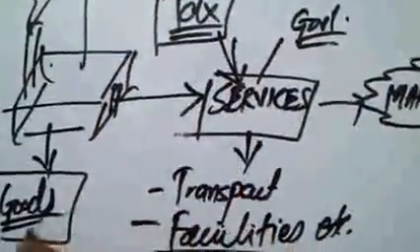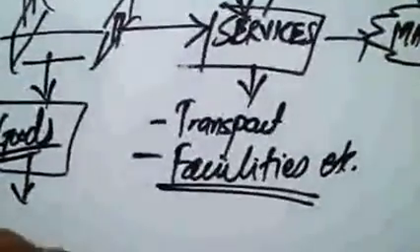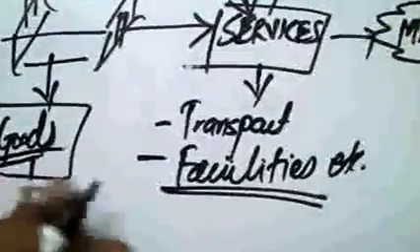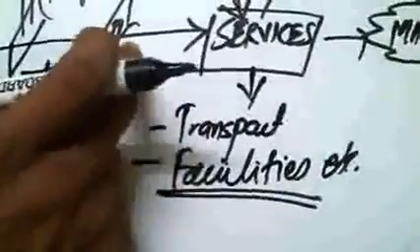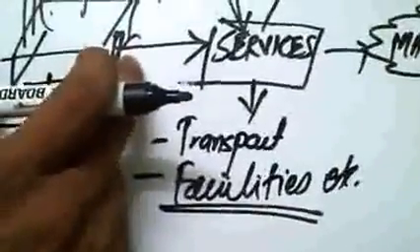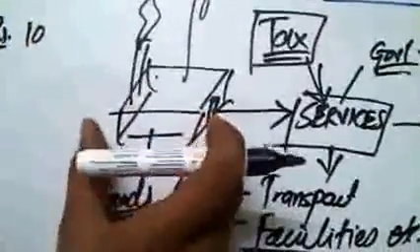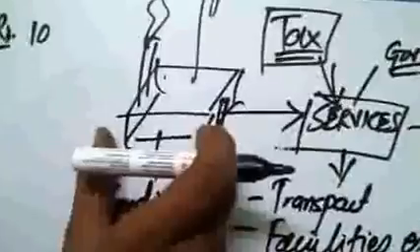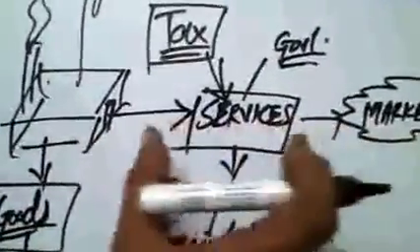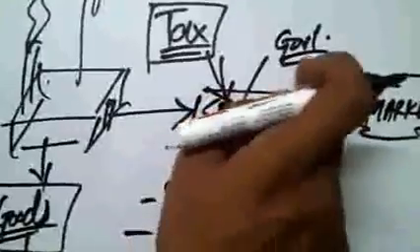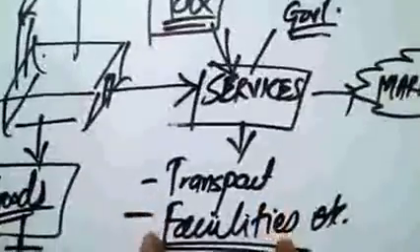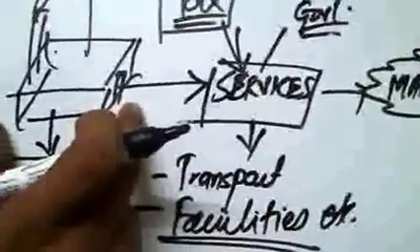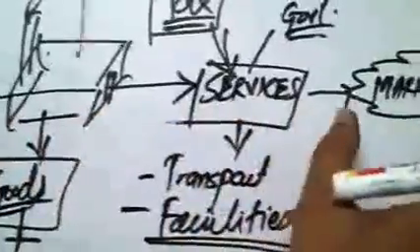This tax is added to the goods, or we can better take it as added, right? So suppose the good produced in a factory is for rupees 10, and this rupees 10 good reaches the market with the help of services provided by the government. If services like roads, transport and facilities are not provided, the goods will not be able to reach the market.